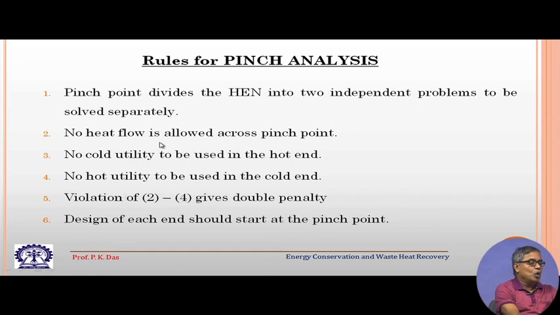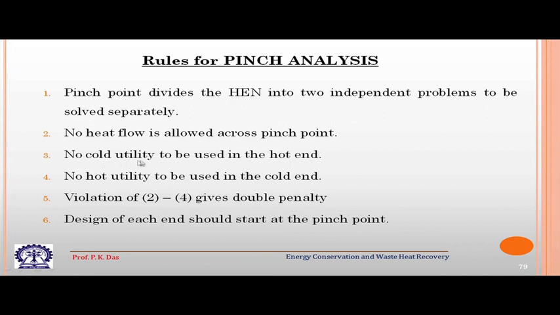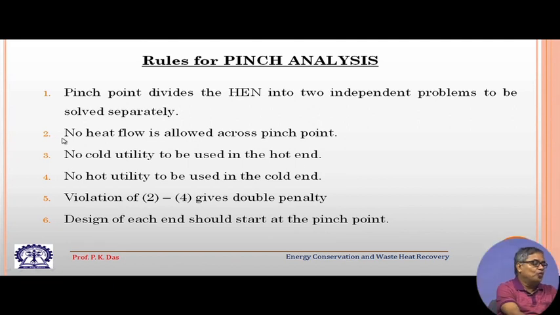The second thing we get: no heat flow is allowed across the pinch point. The pinch point means at the top there are subnetworks, but from the top subnetwork to the bottom subnetwork there is no heat transfer across the pinch point. Then, no cold utility is to be used in the hot end, this is very important, and no hot utility is to be used in the cold end, this is also very important. Violation of rules 2 to 4 gives a double penalty.